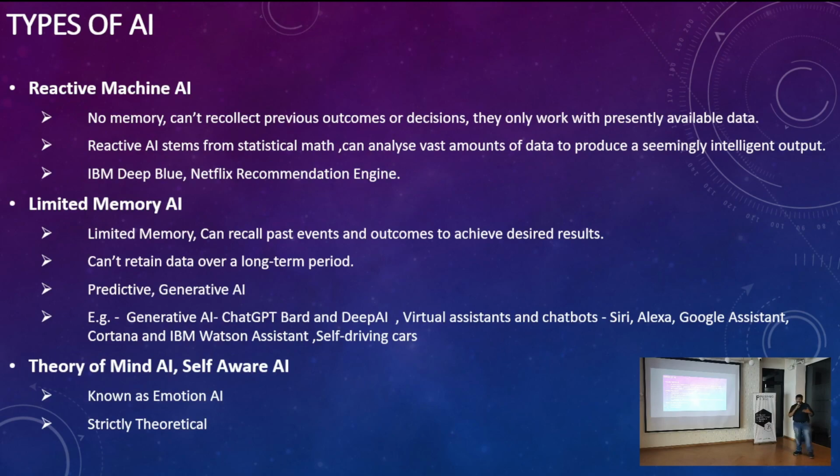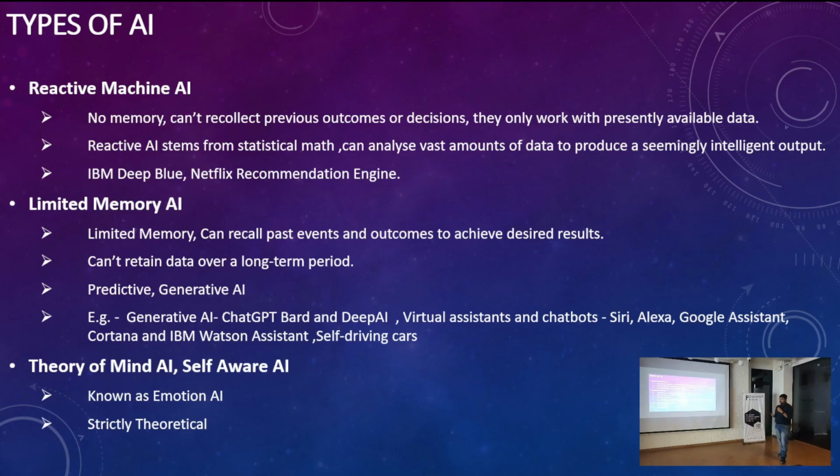Again, types of AI. We've seen types of machine learning. These are some of the types of AI available: reactive, limited memory, theory of mind, self-aware. Limited memory AI is something you guys will be aware of. It's more of the predictive and generative AI components. I guess generative AI, you guys are already aware. The LLM models, the GAN networks, all those Pratik has just mentioned. Examples of limited memory AI would be ChatGPT, BARD, Deep AI.